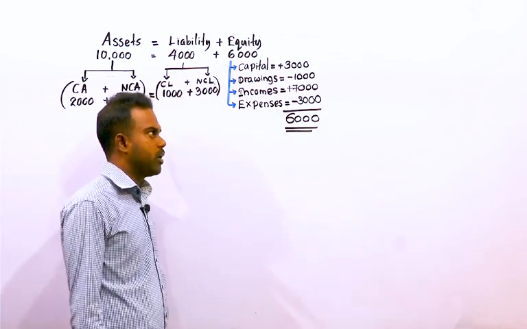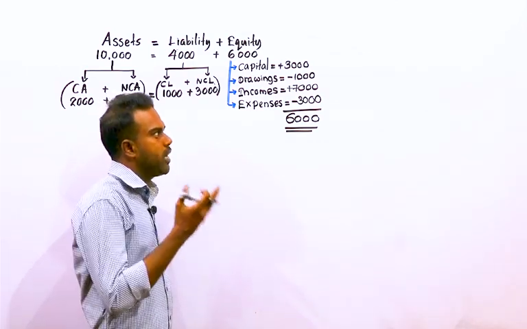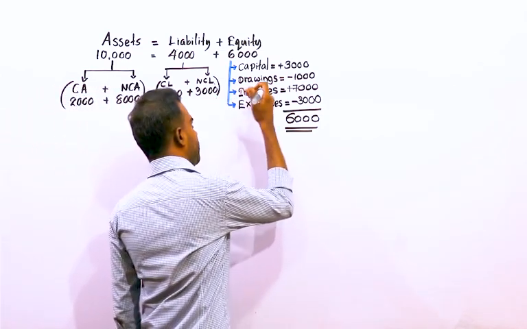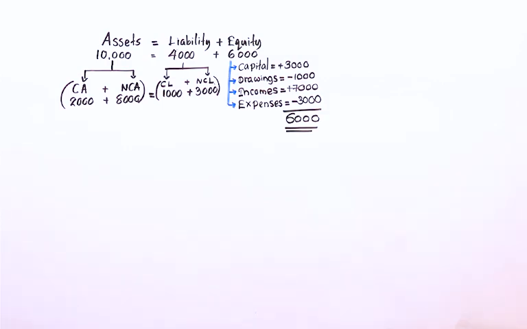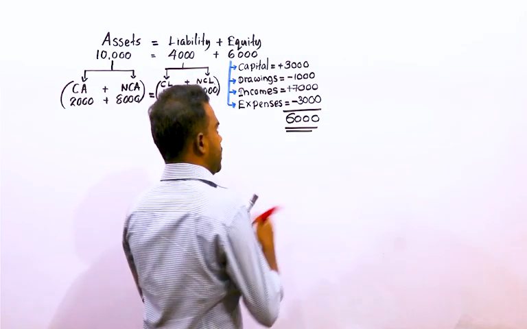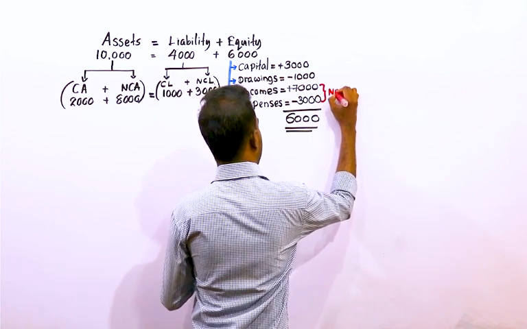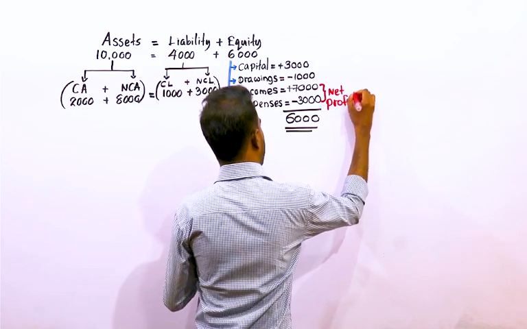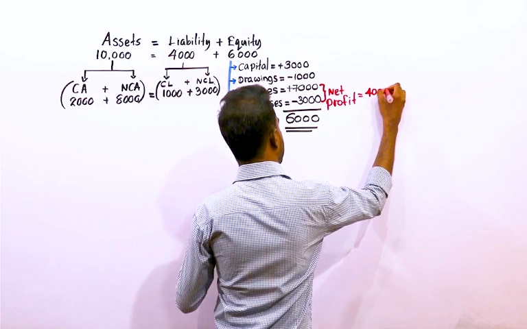Therefore, can you tell me how much the net profit is here? Net profit means the difference between incomes and expenses, no? Therefore, instead of these two, you can identify the net profit. Net profit will be 4,000.